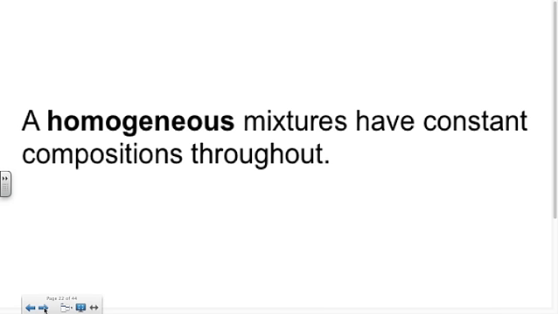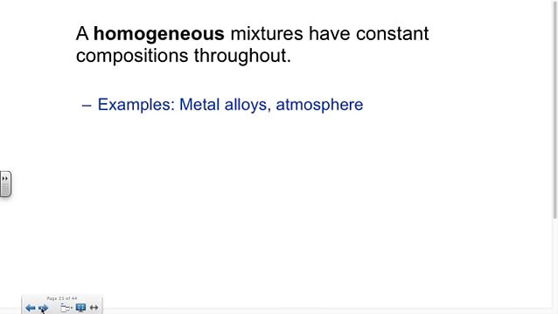A homogeneous mixture is a mixture with a constant composition. Now this doesn't make it a substance. It's just that the mixture is so evenly blended that you can no longer see the individual components. So metal alloys like steel or the air around us are examples of homogeneous mixtures. You can't pick out the oxygen and nitrogen that are in the atmosphere around you.